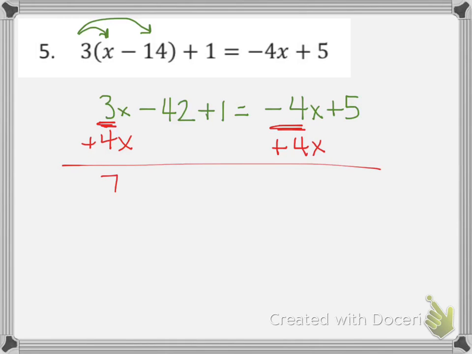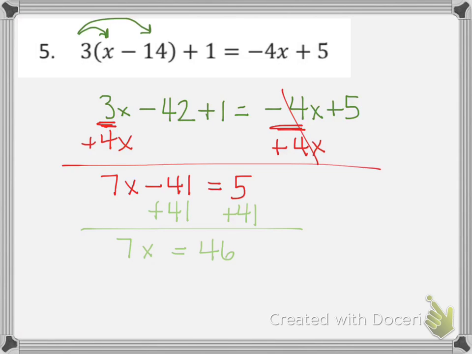That's going to give me 7x. And then a negative 42 and a positive 1 is a negative 41. Put those constants together. Is equal to 5. And then we can continue isolating the variable. Add 41. Balance the equation. 7x is equal to 46.